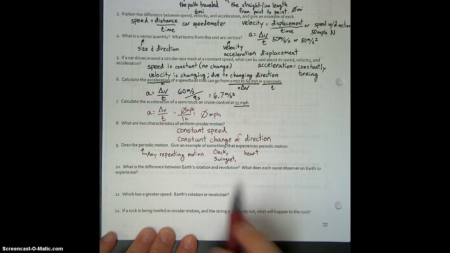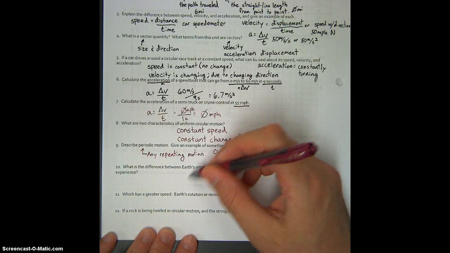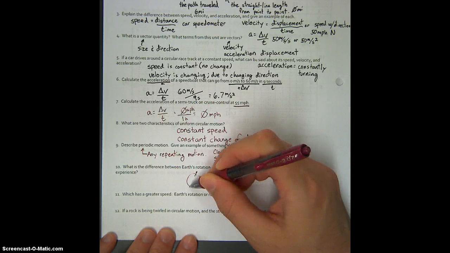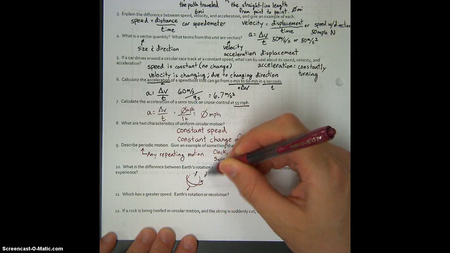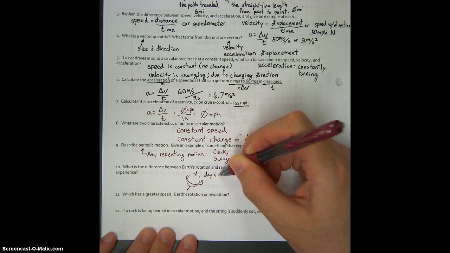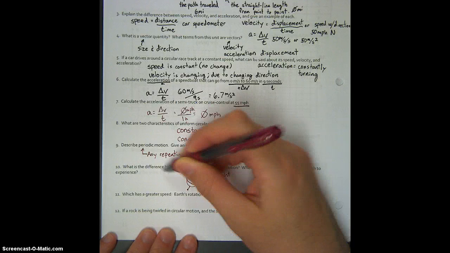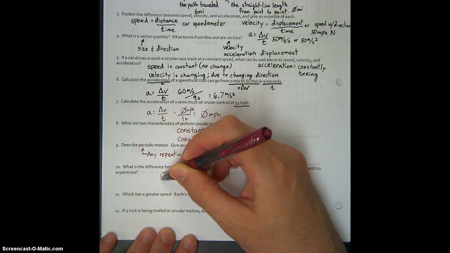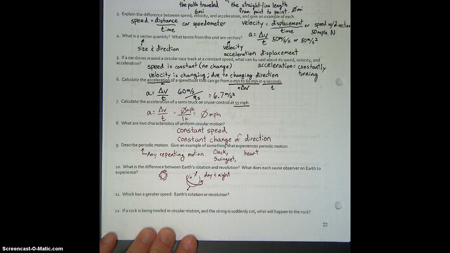The difference between Earth's rotation and revolution we talked about last time. Remember, rotation is when the Earth spins on its axis like this, and this causes day and night. You turn towards the sun over here, and you can see it. You turn away from the sun and you can't see it, it's nighttime.